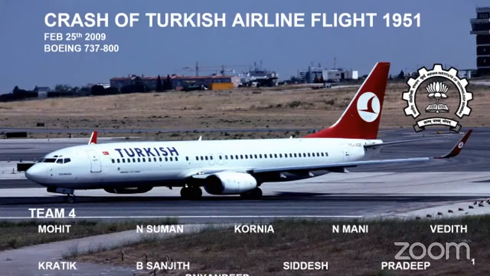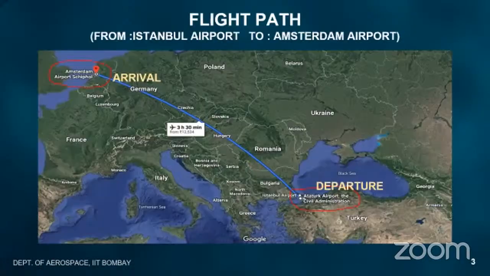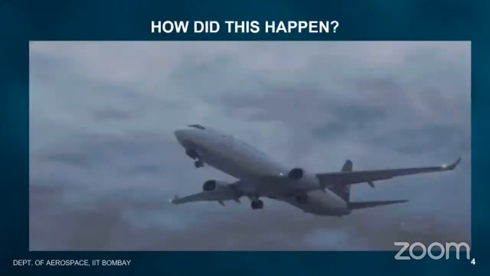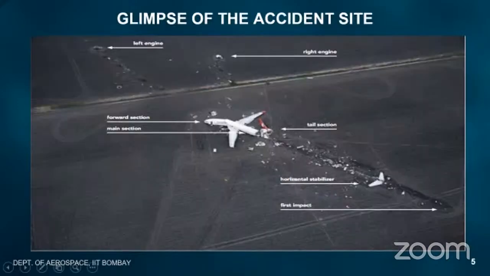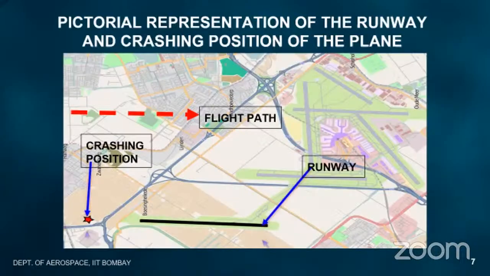Okay, sir. Hello, everyone. I'm Vedit. I'm going to present the second crash assigned to Team 4: the crash of Turkish airline flight 1951, a Boeing 737 model. This is the agenda of the presentation. The flight path was from Istanbul to Amsterdam airport. Let's see how this happened. This is a glimpse of the accident site, and this is a closer look at it. The crash took place about 1.5 kilometers from the runway.